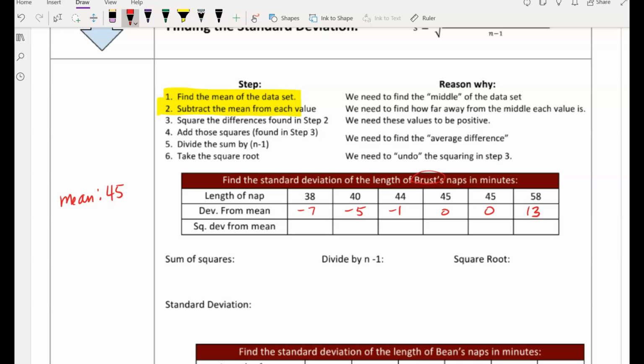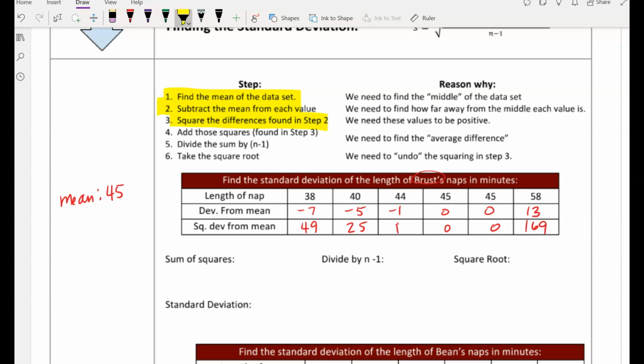To account for the difference in the signs and to make us less prone to error, we're going to square the differences. When we square a number, we get a positive number back, whether the number we start with is positive or negative. If we square -7, that's -7 times -7, which is a positive 49. If we square -5, we get 25. If we square -1, we get +1. If we square 0, we get 0. And when we square 13, we get 169.